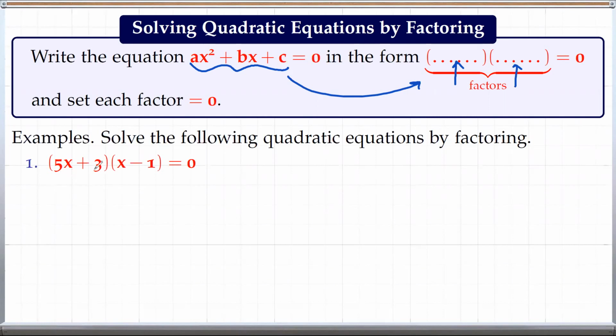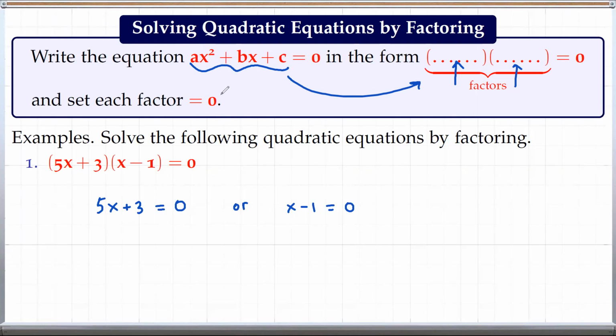All right, so in this case, we are already given the factored form. So basically, all we need to do is set each of these two factors equal to 0. So 5x plus 3 equal to 0 or x minus 1 equal to 0. Because for a product of two numbers to be equal to 0, we need to have at least one of them be equal to 0. So we can say 5x plus 3 equal to 0 or x minus 1 equal to 0. And then these two are nice linear equations we can easily solve.